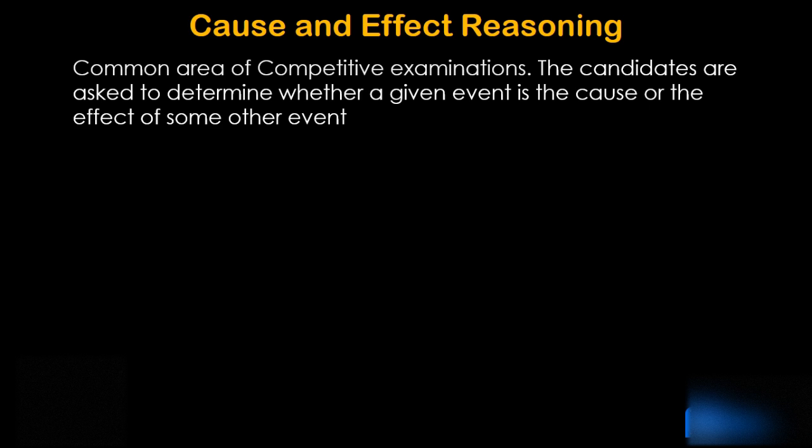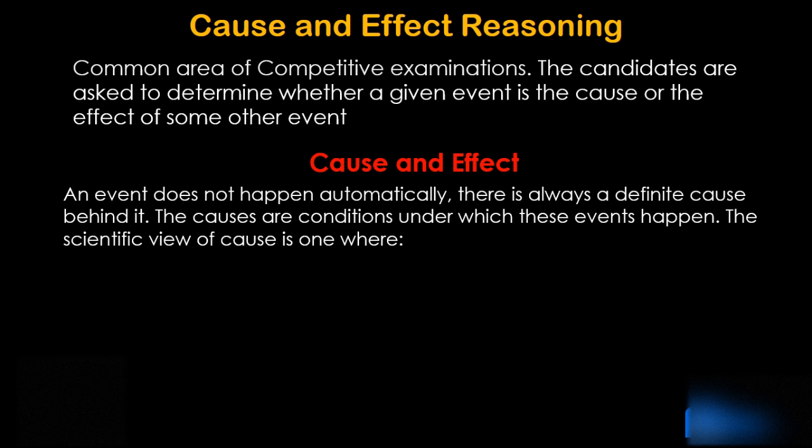But before diving into solving the questions, let us first understand the basics of this topic. First of all, let us understand, what does the cause of an event mean? An event does not happen automatically. There is always a definite cause behind it. The causes are conditions under which these events happen.